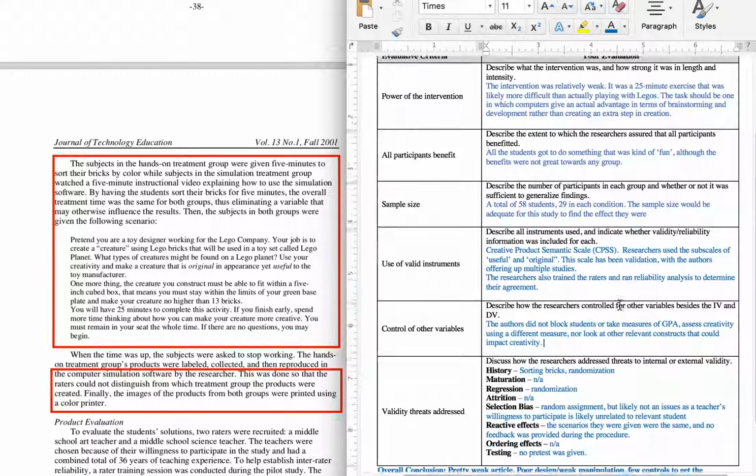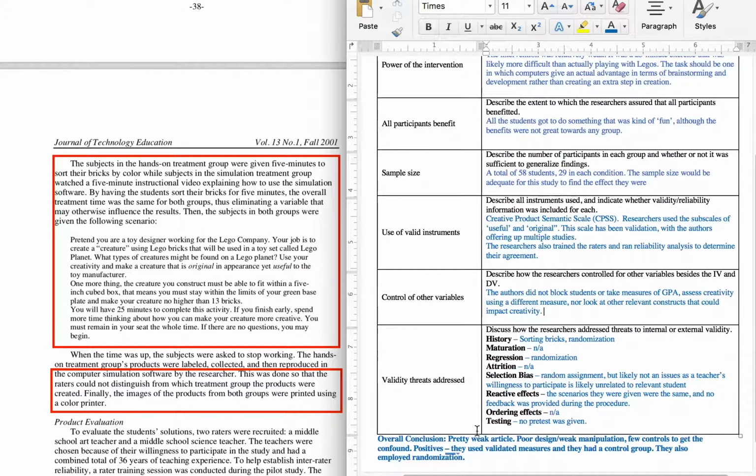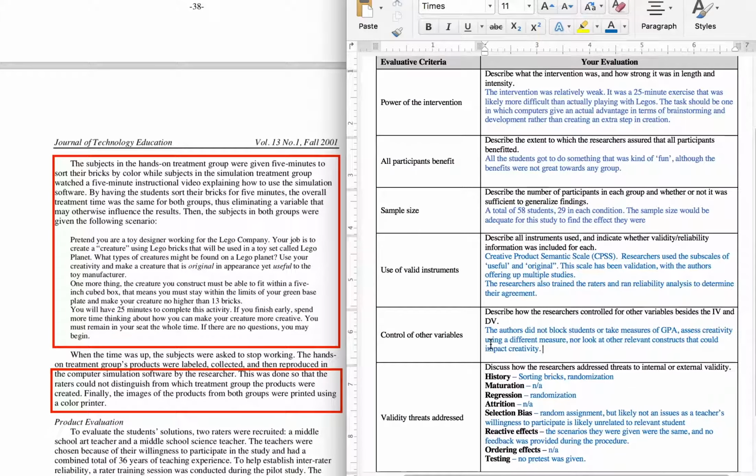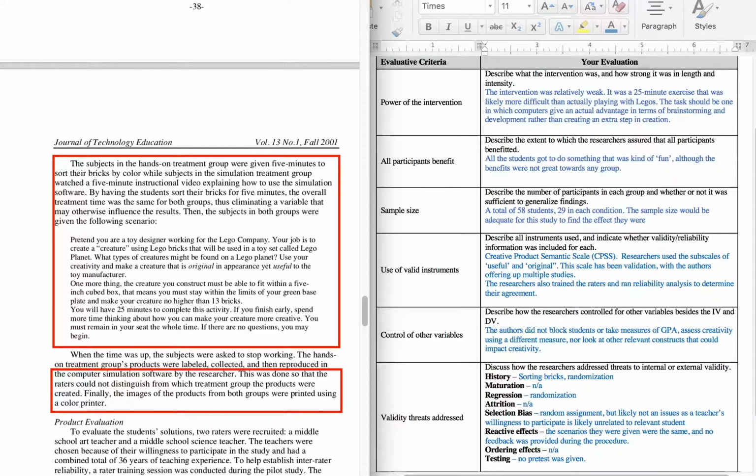So that's basically what I want you to do. Fill this out and give me an overall conclusion that summarizes what you found. That's it. Shoot me an email if you have any questions.